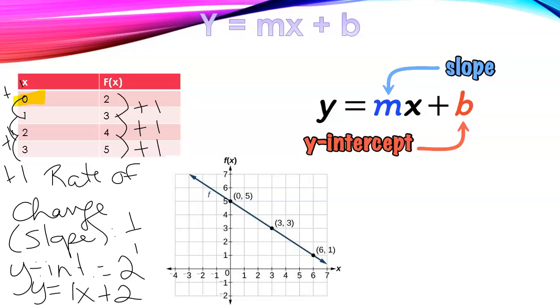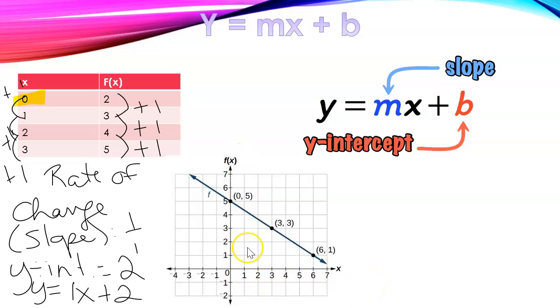If your numbers of y increase while x increases, your slope is positive, and it's increasing. If your numbers of y decrease while x is increasing, your slope is negative. If we look at an equation, m represents the slope or the rate of change, b represents your y-intercept. And if we look at a graph, we can find our slope and our y-intercept on the graph.